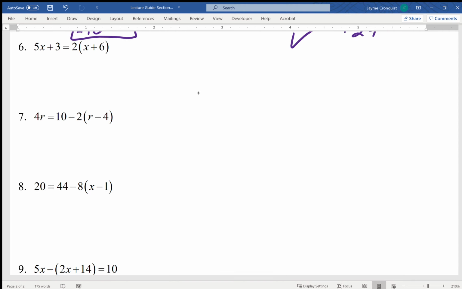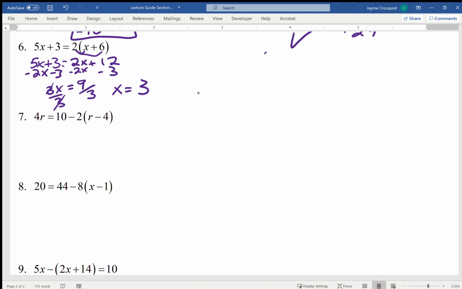Next, okay, now again, we're going to distribute this 2 in. So we have 5x plus 3 equals 2x plus 12. Subtract the 2x. That's going to leave me 3x. And then subtract the 3, which is going to give me 9. Divide by 3. X is equal to 3.